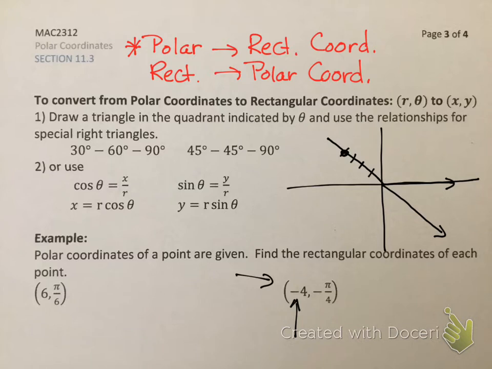So I'm going to drop a perpendicular. I know that this was a 45-degree angle, so this is also a 45-degree angle. I know that this was 4 units long. I'm not writing it as a negative 4, I'm writing it as a positive 4 because it's a distance. So in a 45, 45, 90 triangle, both of the legs are the same. It'll be 4 divided by the square root of 2.